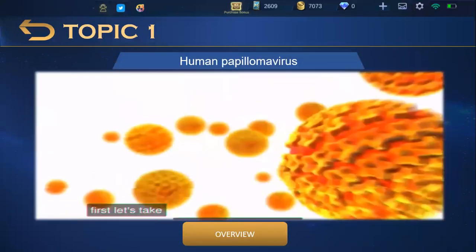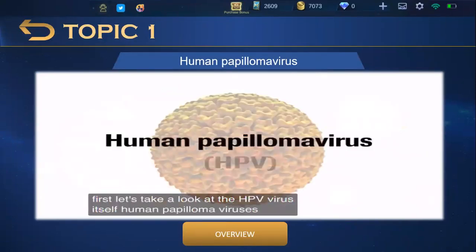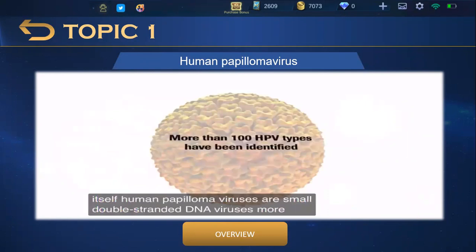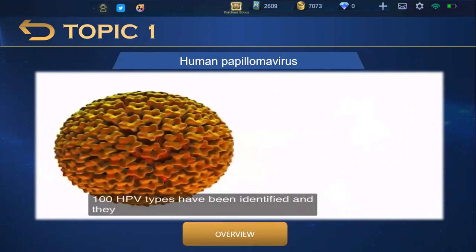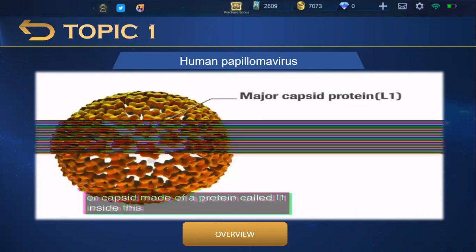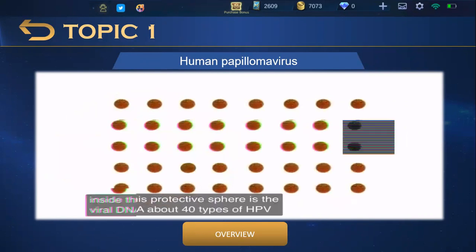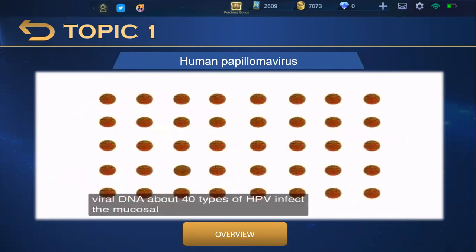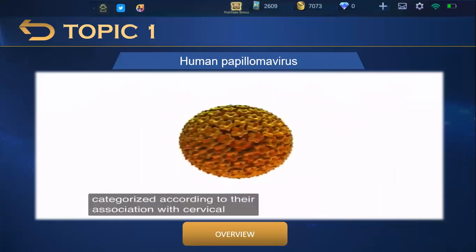First, let's take a look at the HPV virus itself. Human papillomaviruses are small, double-stranded DNA viruses. More than 100 HPV types have been identified. They are differentiated by the genetic sequence of a protective outer shell, or capsid, made of a protein called L1. Inside this protective sphere is the viral DNA. About 40 types of HPV infect the mucosal epithelium and are categorized according to their association with cervical cancer.